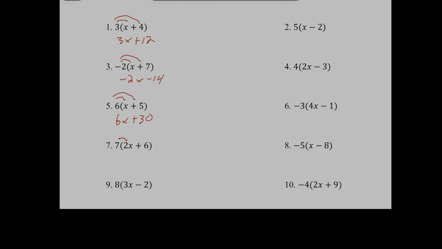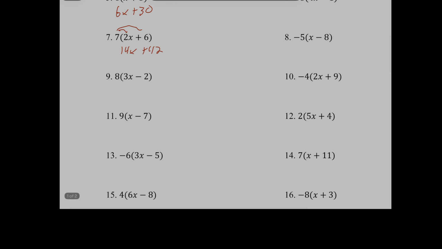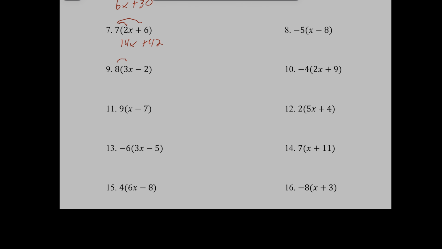Okay, 7 times 2x is 14x. 7 times positive 6 is a 42. Really get your multiplication tables down if they're not down already. 8 times 3x is just going to be a 24x. And 8 times negative 2 is going to be a negative 16. 9 times x is a 9x. 9 times negative 7 is a negative 63.